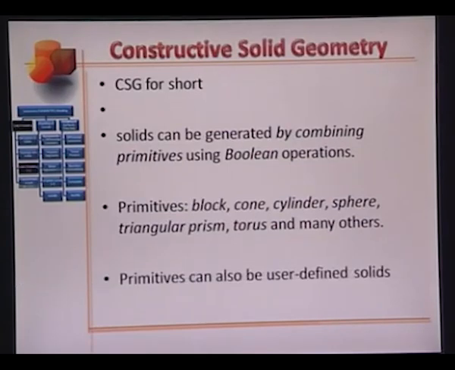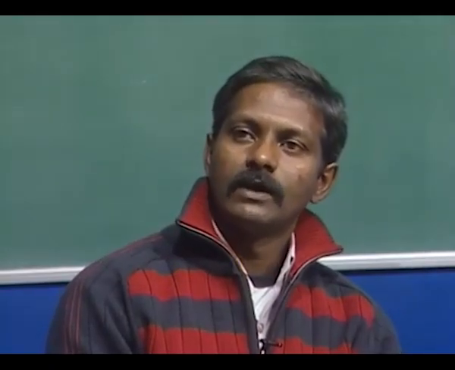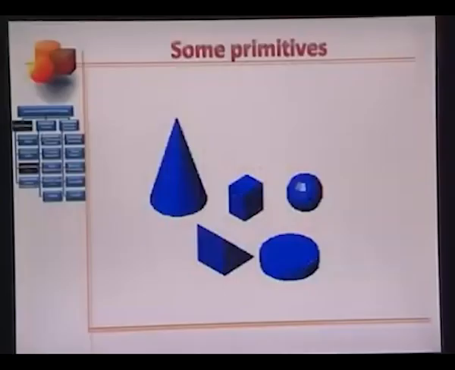Primitives can also be user-defined solids that one can design and store in a library of a solid modeler. These are some examples of basic or analytical primitives. We see a cone, a block, a sphere, a wedge, a cylinder, and there could be others.